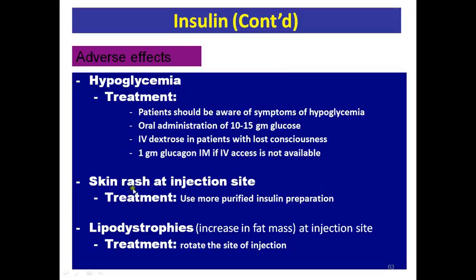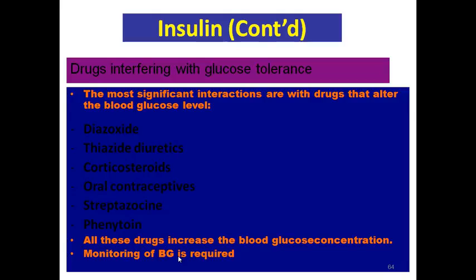Patients can have a skin rash at the site of injection, and the treatment is to give them a more purified insulin preparation. Lipodystrophies, an increase in fat mass, can occur at injection sites, so you have to advise them to rotate the sites of injection. There are also several drugs which can interfere with glucose tolerance.